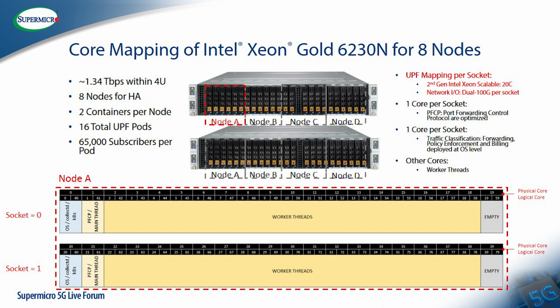And then you have another core that is dedicated for the PFCP, or the Packet Forwarding Control Protocol. And then 17 of the worker threads are dedicated for driving the performance. So within that socket, you've got one UPF pod that's able to support about 65,000 subscribers. So in aggregate, you're looking at about 1 million subscribers. So that's an unheard of number in performance of 1.34 terabits per second for such a high density configuration.